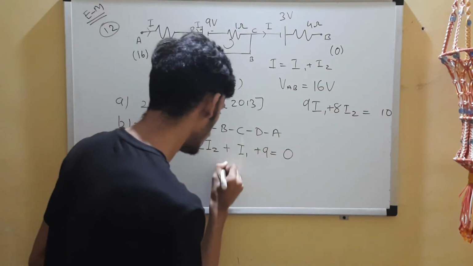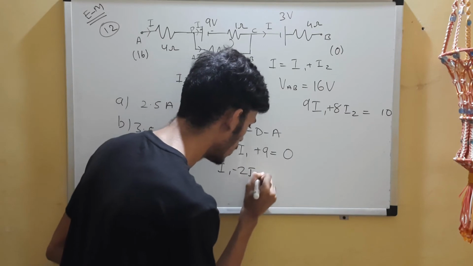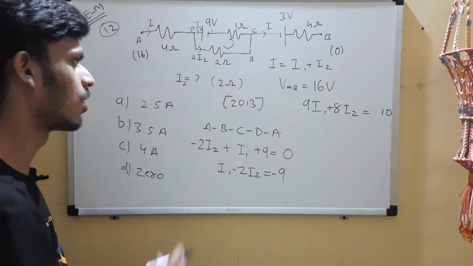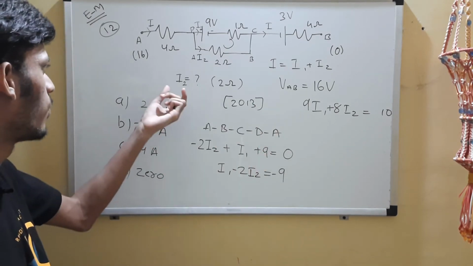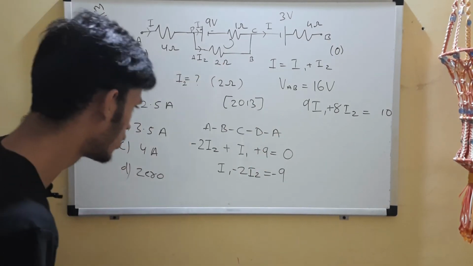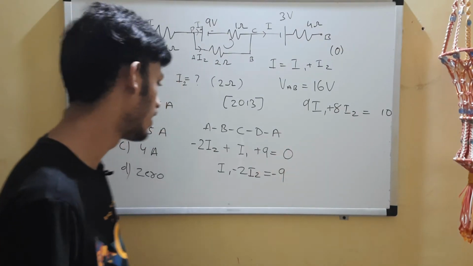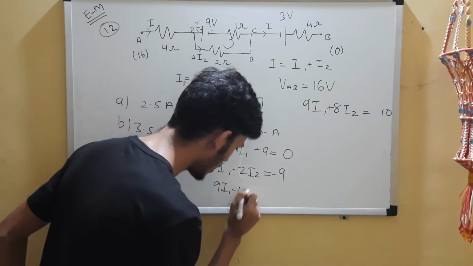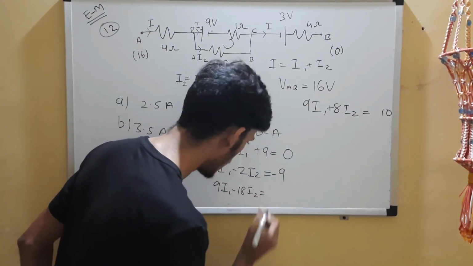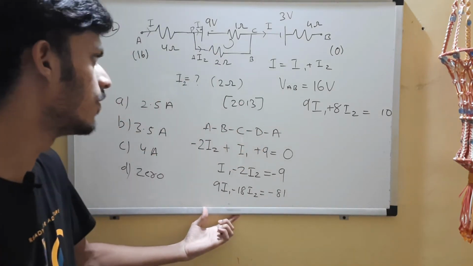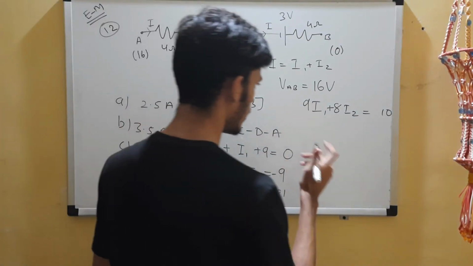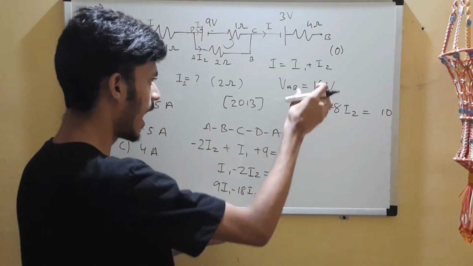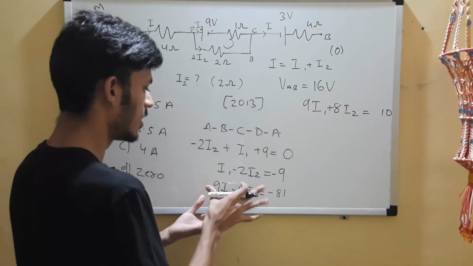Now let's solve this. This will give us I1 minus 2I2 is equal to minus 9. So this is our equation 2. Let's solve it with that one, and let's see what we have to find. We have to find I2, the current through this 2 ohm resistance. So let's eliminate I1. We'll multiply by 9 over here, 9I1 minus 18I2 equals minus 81. Now we will subtract this equation 2, and 9I1 will get cancelled. You can easily see this will be added, because we are subtracting this equation from that.